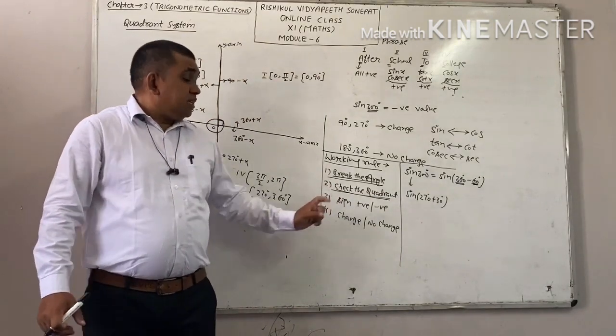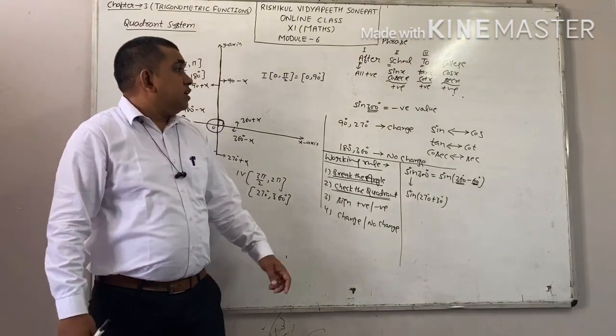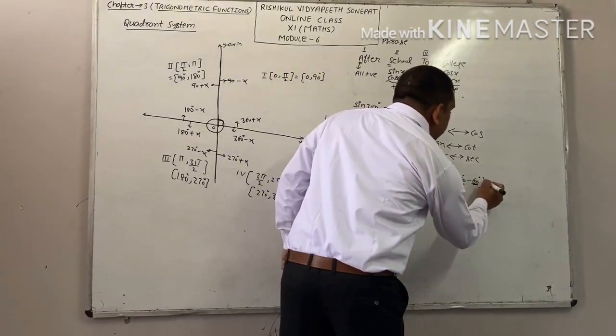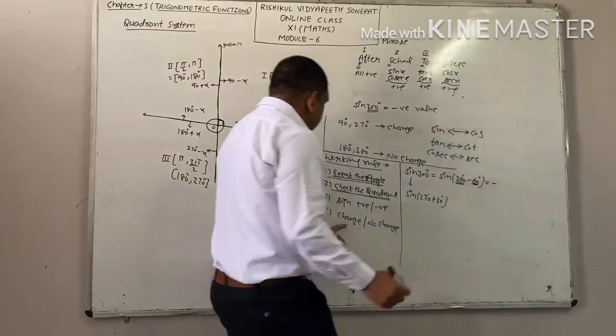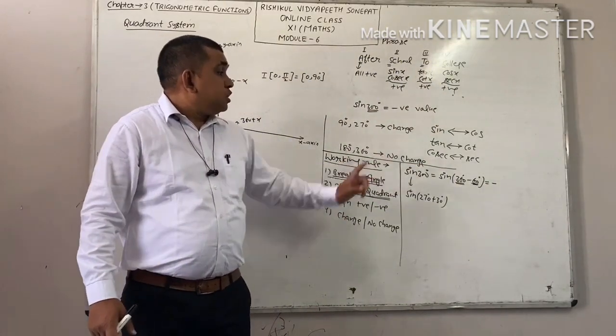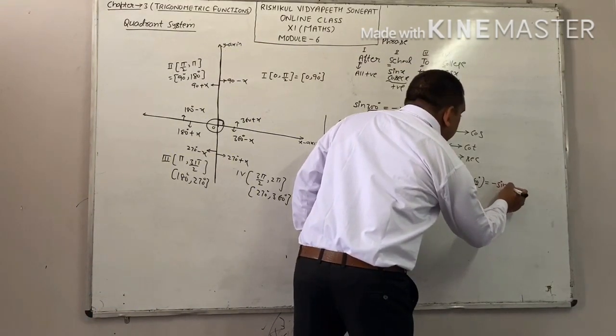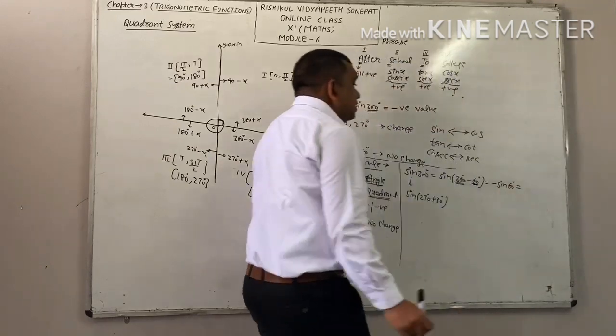Now check the sign. In fourth quadrant, sign is positive or negative? In fourth quadrant, sign is negative. Therefore, negative sign will come. And this is the last step. Change or no change? In 360, I told you no change. Sign will remain sign. Therefore, your answer is minus sine 60.